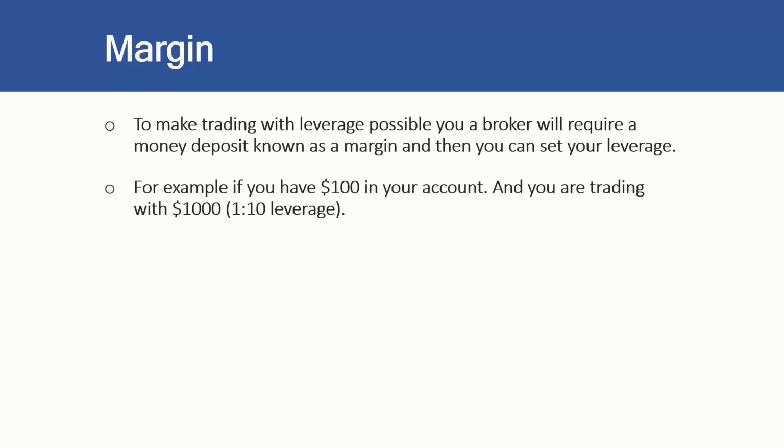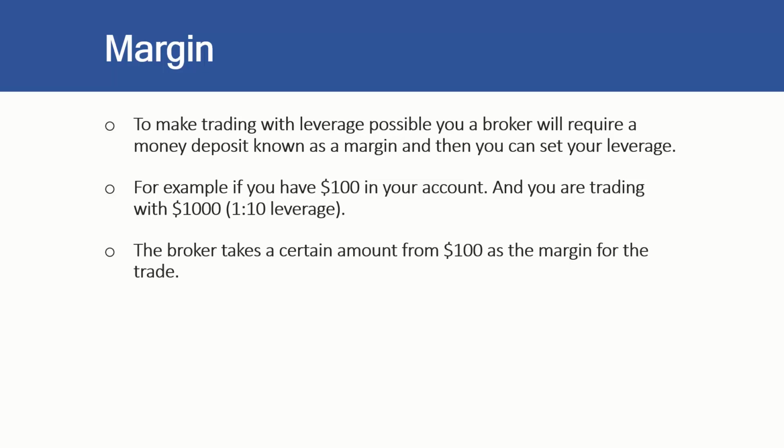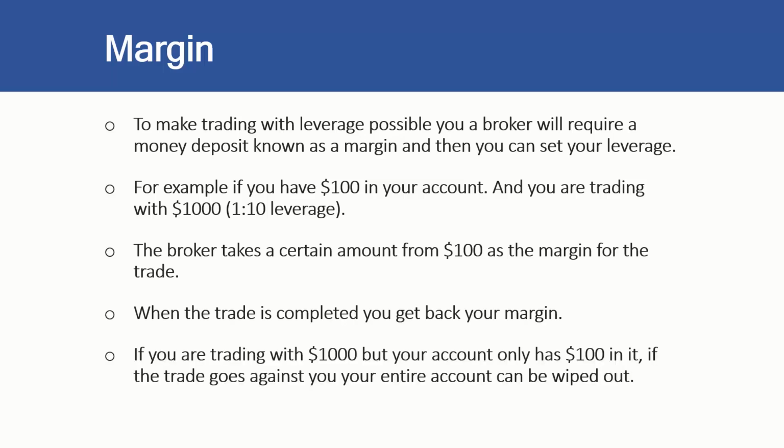For example, if you have $100 in your account and you are trading with $1,000, so 1 to 10 leverage, the broker takes a certain amount from the $100 as the margin for that trade. When the trade is completed, you get back your margin. If you are trading with $1,000 but your account only has $100 in it, if the trade goes against you, your entire account can be wiped out.